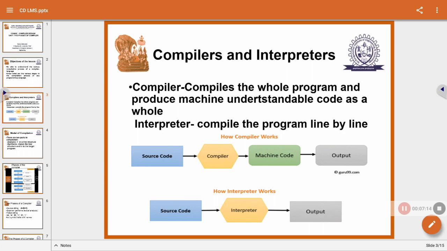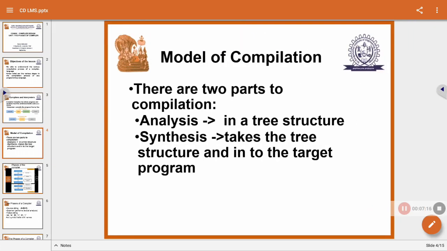Here the compilation is divided into two parts, such as analysis. We see an example: position equal to initial plus rate into 60. The analysis phase will generate a tree. What is the need of a tree here? Because when an expression is evaluated, we find the various operands and operators. More or less you are familiar with what an operand and operator are. An operand is a variable name given in the program. Each language has its own operators to do its operations.